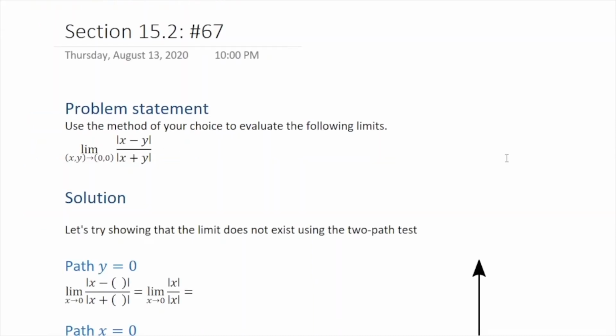Question 67 from 15.2. This question asks you to use a method of your choice to get this limit. This one, I don't really know how to approach it using either factoring the numerator, multiplying by the conjugate, or simplifying it in some sort of way. I can't really think of anything, so maybe the limit doesn't exist. So let's try showing that this is the case using a two-path test.